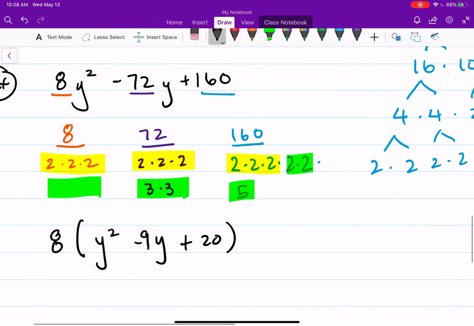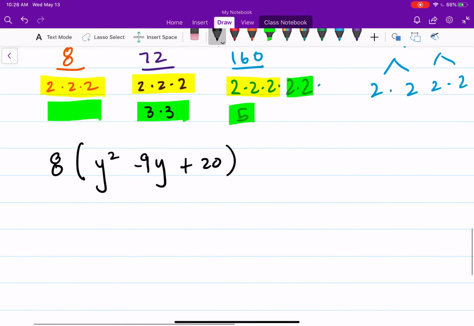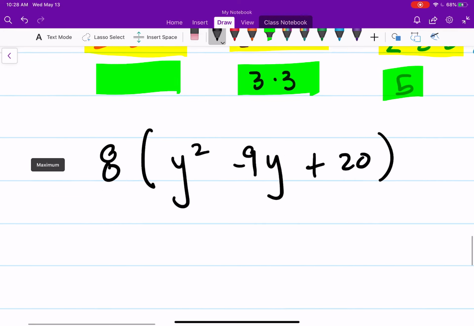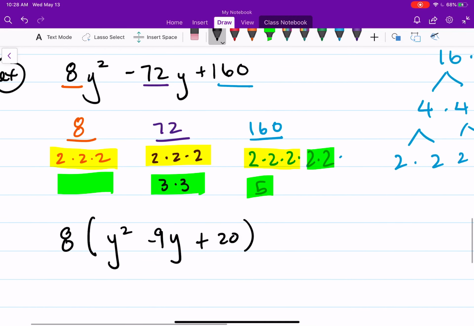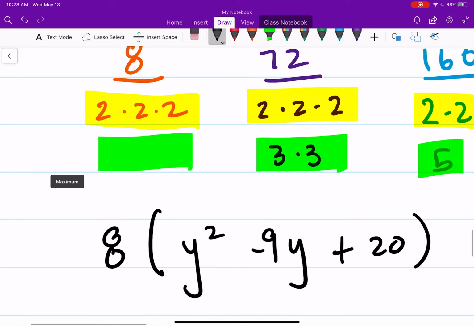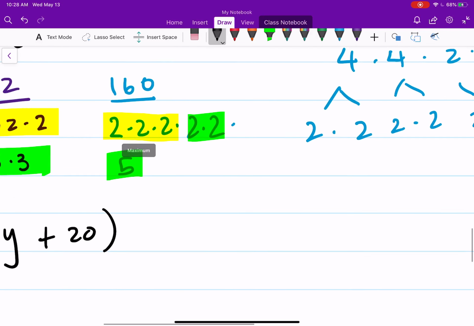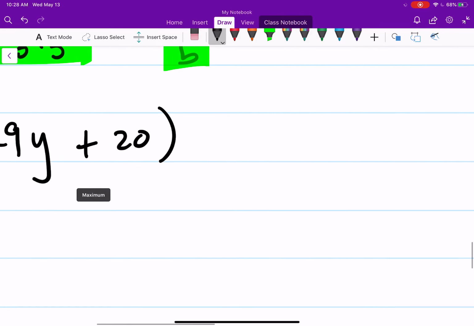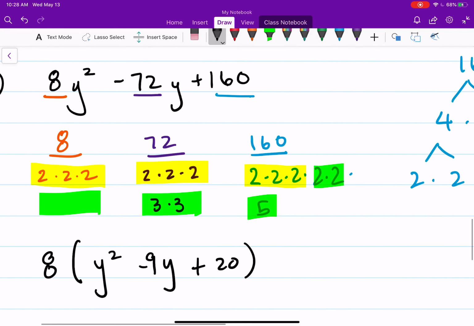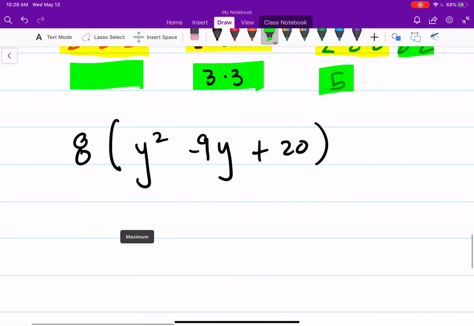So again, I broke these down to primes, and then see what's in common in all three. Once I know what's in common in all three, then I put down my GCF, and then what's left. The nice part about breaking down primes is that number-wise, I know what's left. This 8 has nothing left. 72 had 3 times 3, which is 9 left, which is where you got this 9. And the 160 has 2 times 2 times 5, which is 20. So I have a 20 left. Don't forget the y, so I should probably do this as well. That way you know that the highlighted green is what I have here.